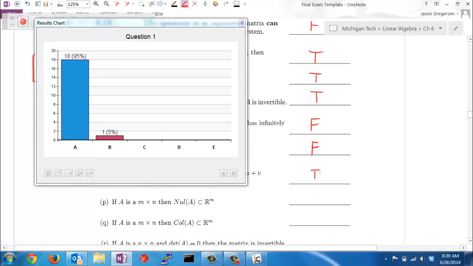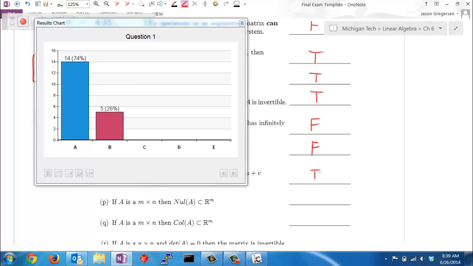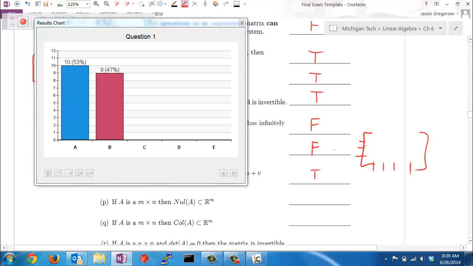All right, if A is an M by N, then the null space of A is a subset of R^m. Very easy to tweak this one, right? I just changed the M to an N. So, is this one true? All right, so we're going back and forth on this one. This is a tricky one.